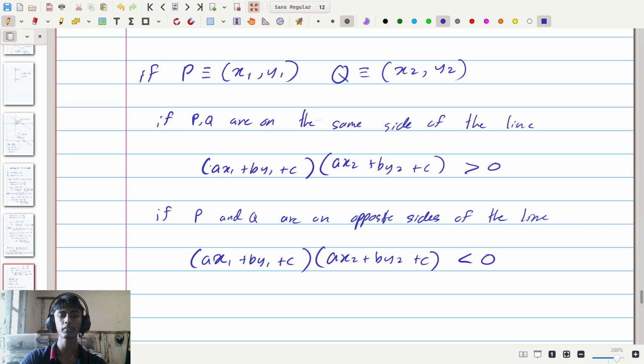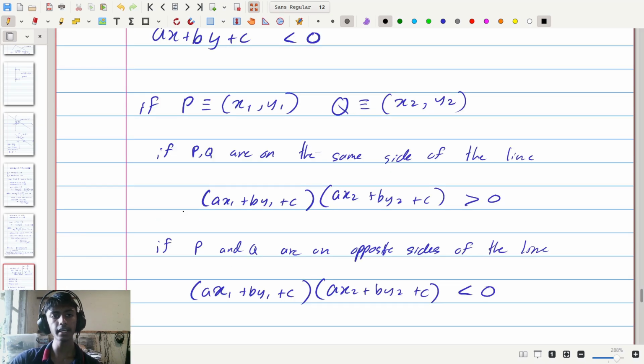So then we can write this as a theorem, and we can say, given a line in this form of ax plus by plus c equal to 0, and given 2 points P as x1, y1 and Q as x2, y2, we can say that if P and Q are on the same side, then ax1 plus by1 plus c times ax2 plus by2 plus c is going to be positive. If they are on opposite sides of the line, then ax1 plus by1 plus c times ax2 plus by2 plus c is going to be negative.